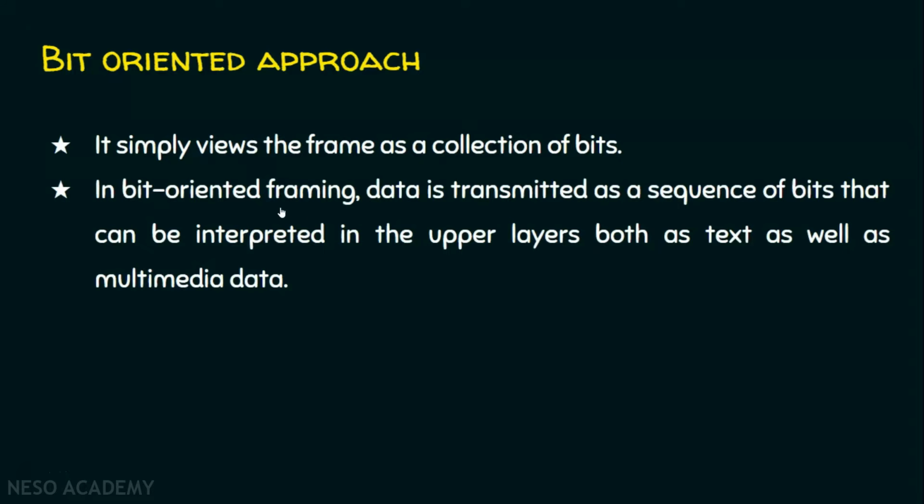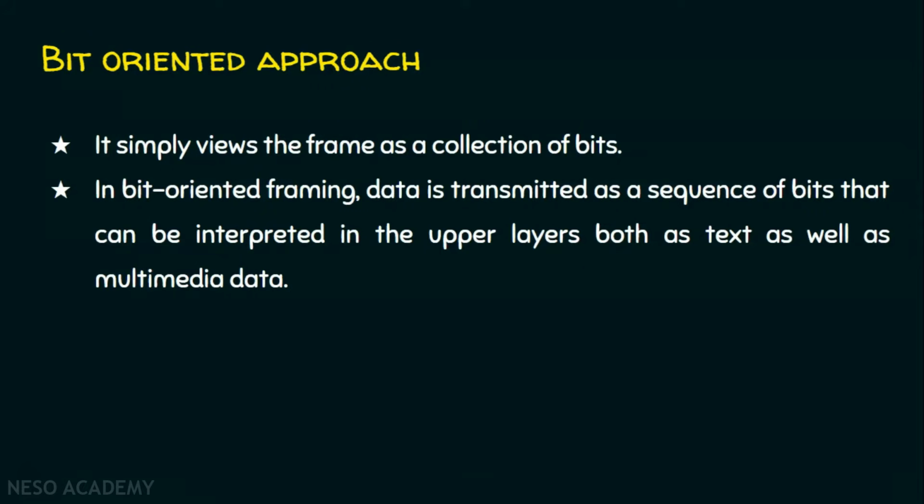So in bit-oriented framing, the data is transmitted as a sequence of bits that can be interpreted in the upper layers both as a text as well as a multimedia data. So after collecting all the bits, the receiver has to take the information and hand over the same to the upper layers. So that information can be viewed as a text as well as a multimedia data. Multimedia data means it is the data that may have audio, video, images, animations, etc.